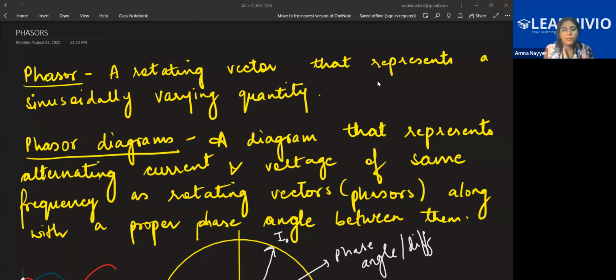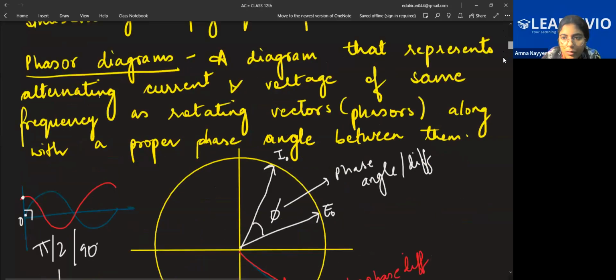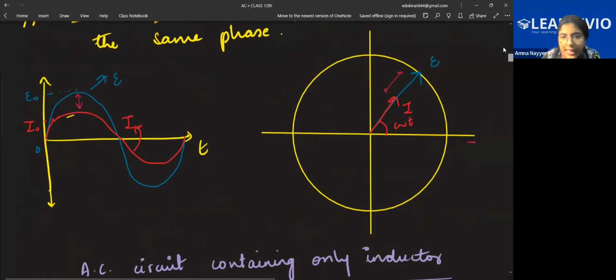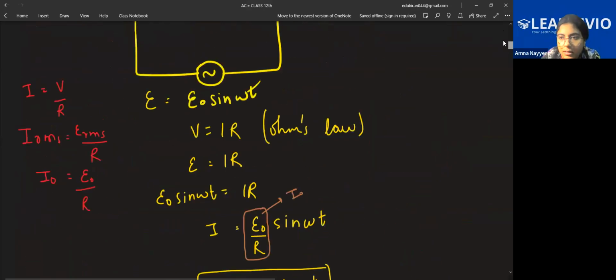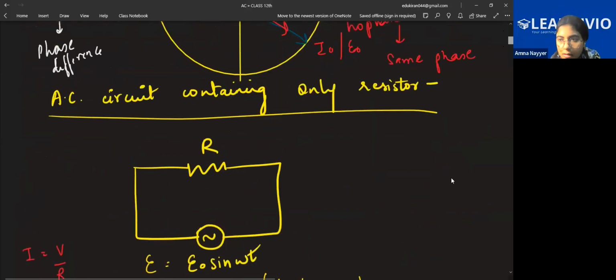Okay, Memuna, in the last class, we started with phases and phasor diagrams, and I think one circuit we have completed or we didn't start. We did AC circuit containing only resistor. Containing only resistors we have completed, no, this part.